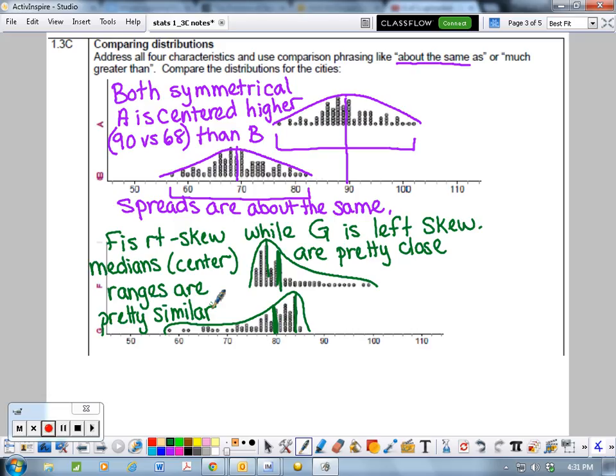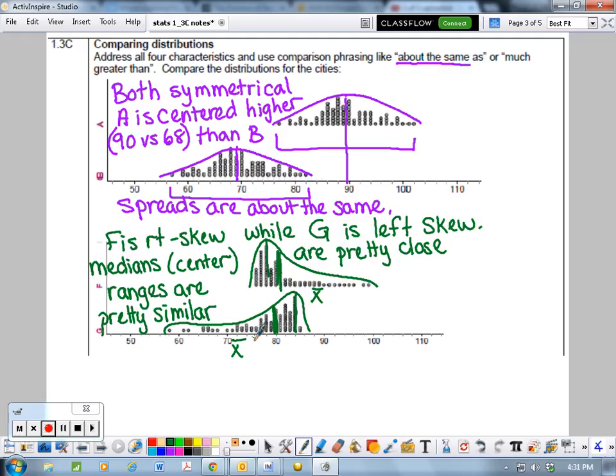But because of the skewness, which one would probably have a higher mean? Distribution F, because it's right skewed, that mean's going to get pulled over here, where this one, because it's left skewed, the mean's going to get pulled over here. So all of these are things that you can talk about and compare.